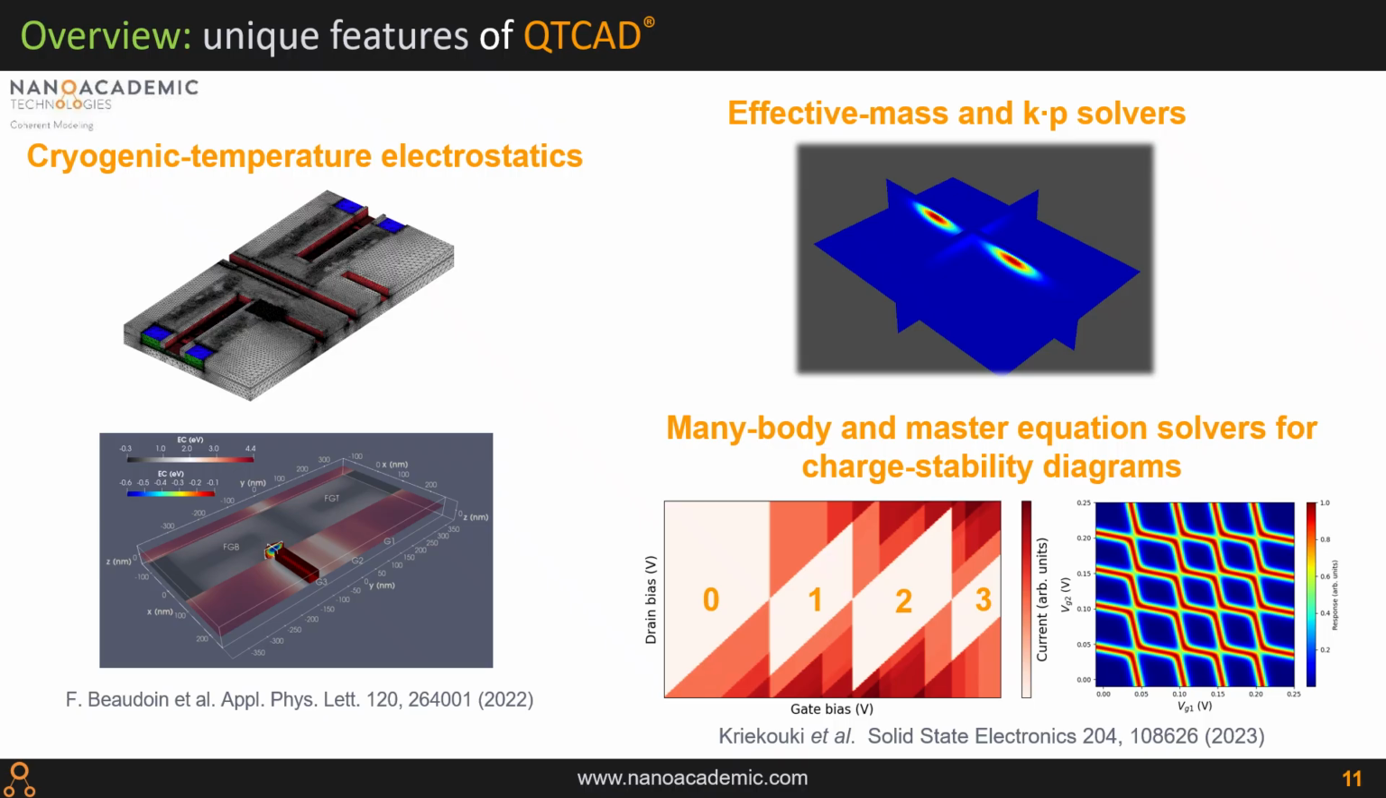Second, we have effective mass and K.P solvers to describe the electronic structure of quantum dots at a single electron or single hole levels. Third, we also have many-body and master equation solvers that enable to calculate various many-body physics properties of multiple electron or multiple hole systems in quantum dots, and in particular, compute charge stability diagrams that are used experimentally to identify gate bias configurations leading to the single hole or single electron regimes.